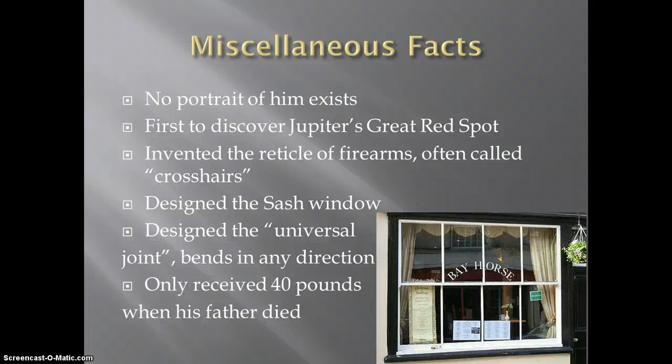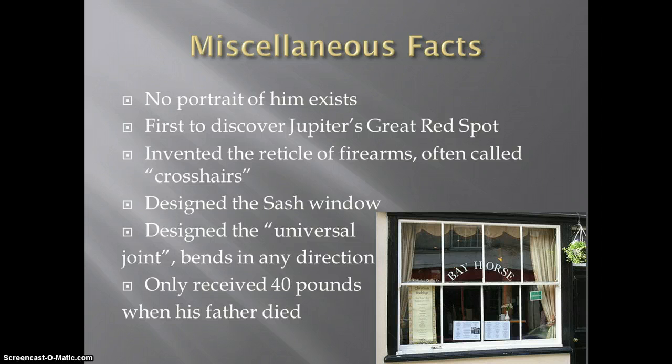Other random facts about Robert Hooke: no actual portrait of him exists. All of the pictures of him in this presentation have been portraits that have been misinterpreted as being him. He was one of the first individuals to discover Jupiter's Great Red Spot, which is a massive storm that can be seen on the planet Jupiter.